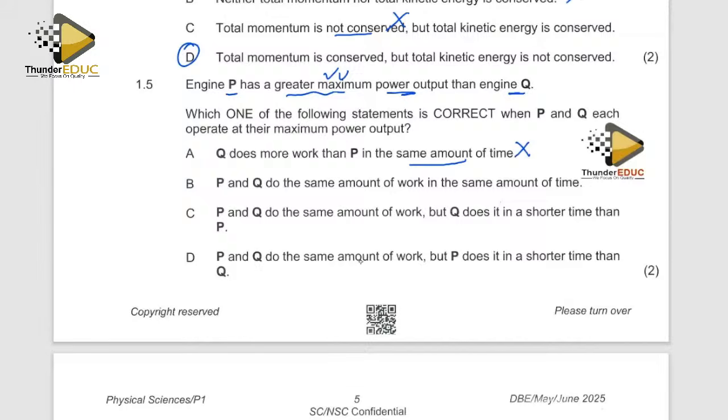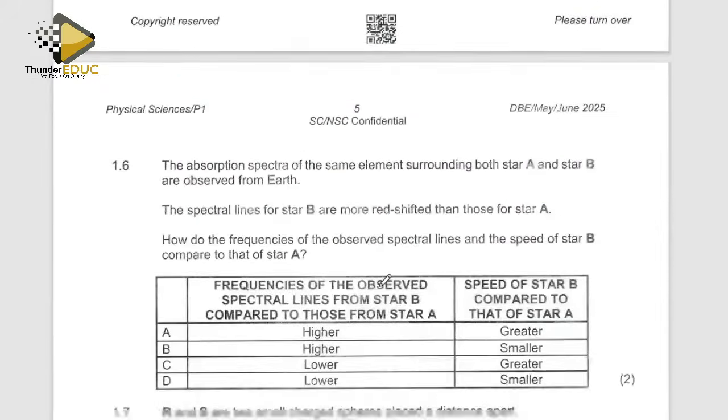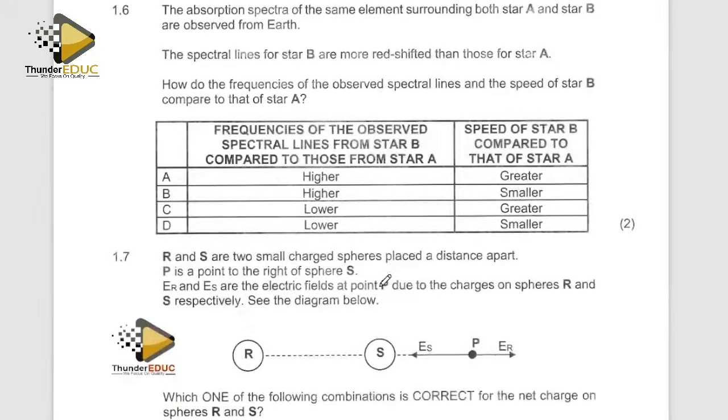Then we're saying that P and Q do the same amount of work at the same time. This is wrong. P and Q do not do the same work, but Q does it in a short, no, it cannot be a shorter time for Q. It's a shorter time for P. P and Q do the same amount of work, which is correct, but P does it in a shorter time. Option D is the best. 1.6, we have the absorption spectra of the same elements surrounding both star A and star B as observed from the Earth.